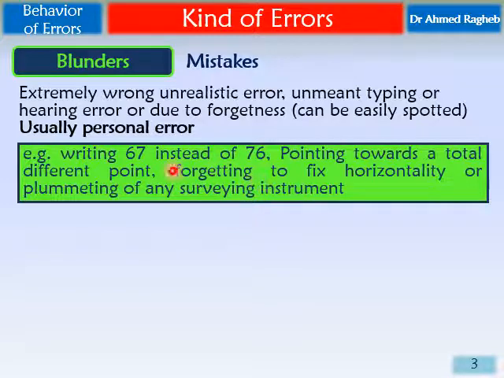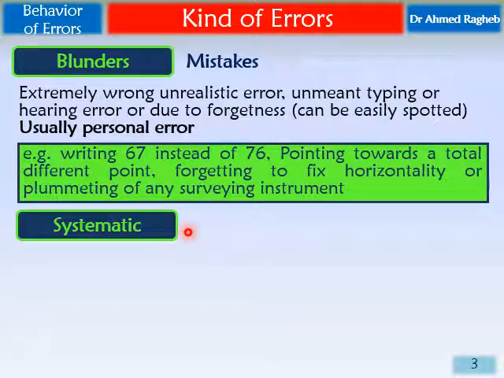For example, if you write something wrong, if you point at A instead of B, if you forgot to fix the horizontality from the start, these are mistakes. And they are huge. They should be huge and odd values.